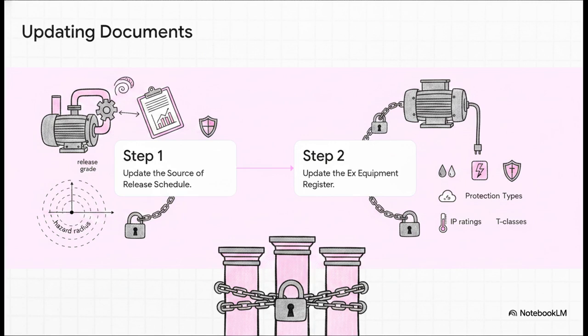Then, for step 2, the Ex equipment register has to be updated. That new pump is going to have a motor and probably a nearby electrical junction box. Those newly installed devices need to be logged with their IP ratings, protection types, and T-classes. All 3 pillars are physically locked together, guys. They must move and revise as a single unit every single time a change occurs.